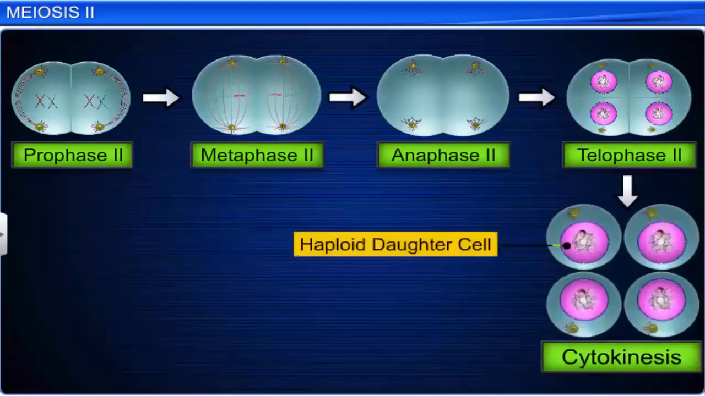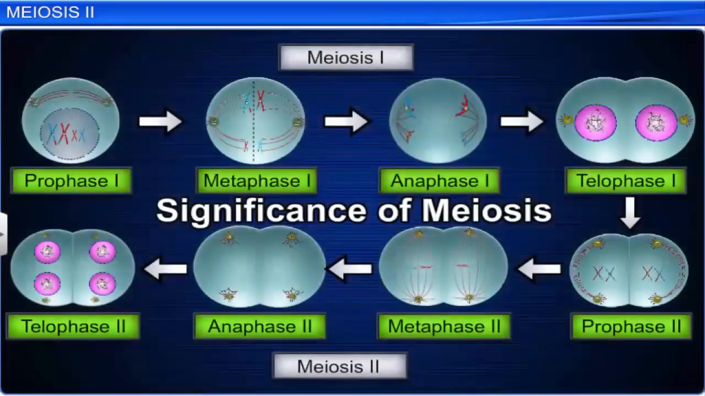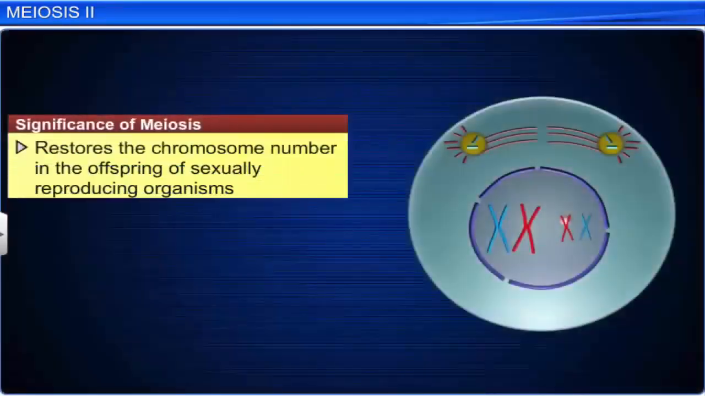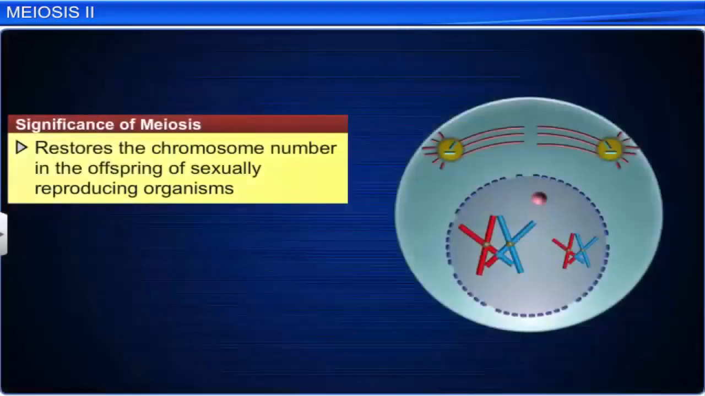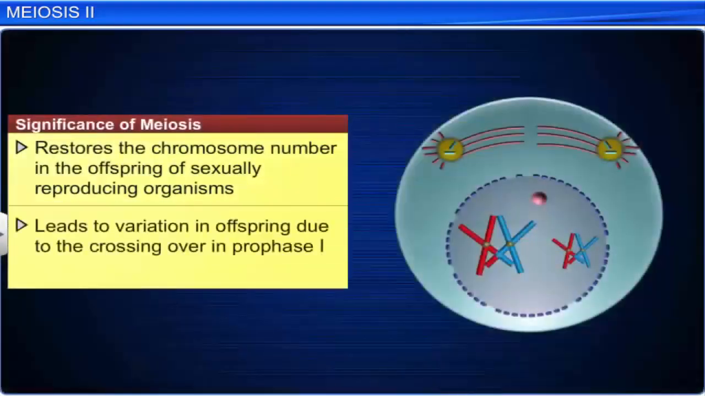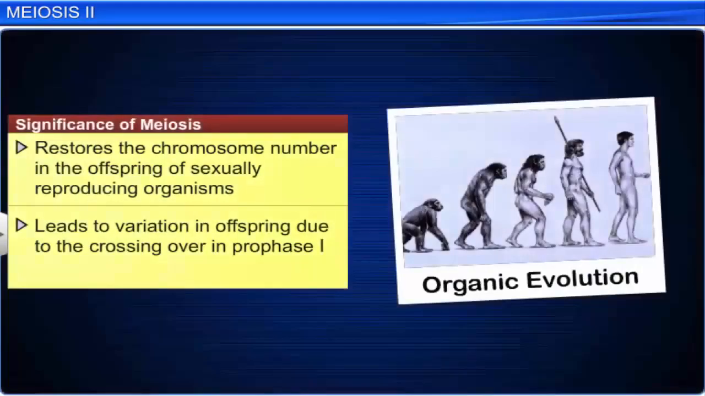Meiosis is a significant process in sexually reproducing organisms. Meiosis in germ cells, followed by the fertilization of gametes, restores the chromosome number in the offspring of sexually reproducing organisms. Another significant feature of meiosis is that it leads to variation in offspring due to the crossing over in prophase 1, during which genetic materials recombine. Variation plays a very important role in the process of organic evolution.